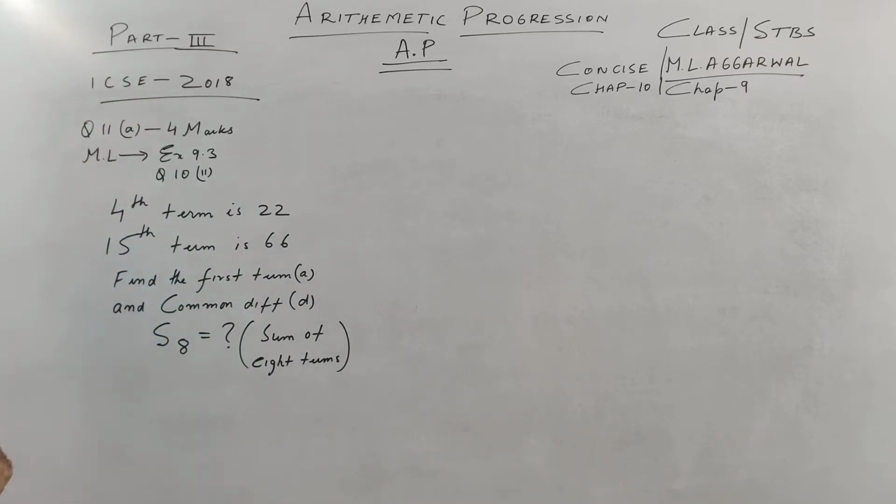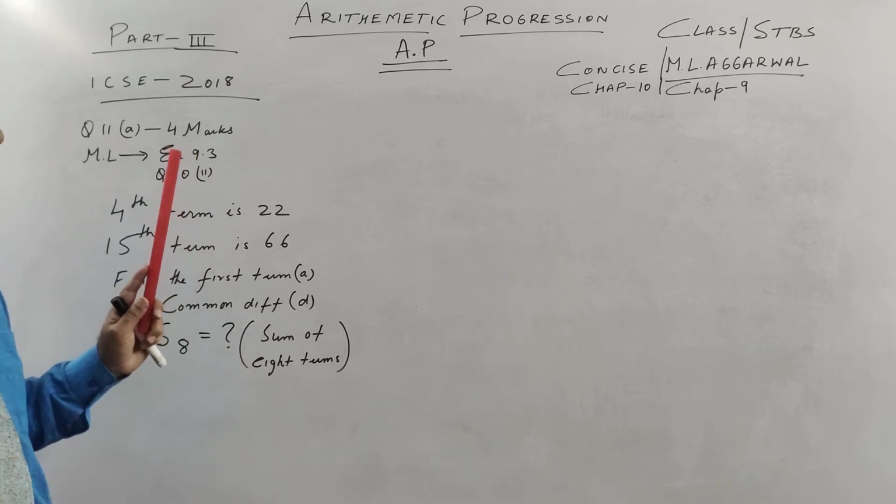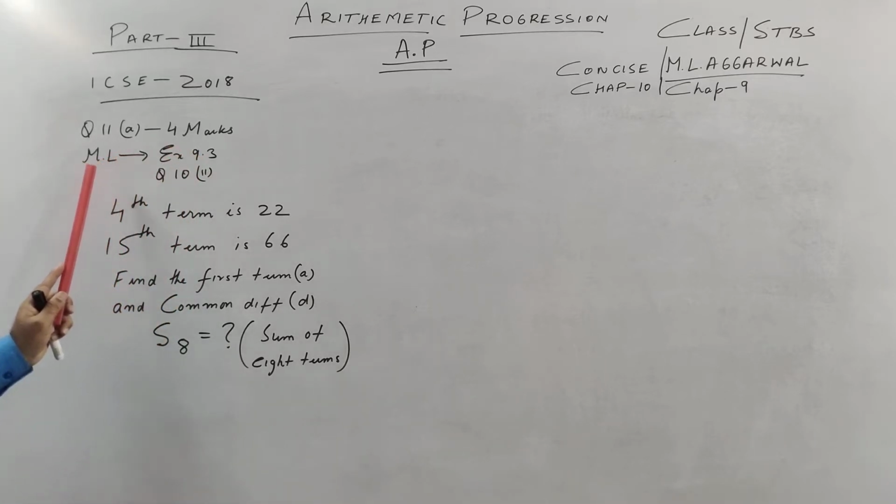Here we start. This is ICSE 2018 and this is question 11A of the question paper, carrying 4 marks. This was with, I think, statistics, a 6 marks ogive question. And if you are following ML Agrawal's book, then you will see this is question 10 part 2 of exercise 9.3. Okay, so here we start.